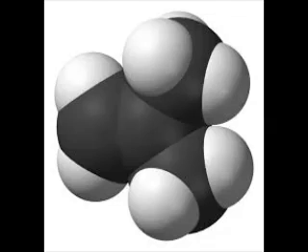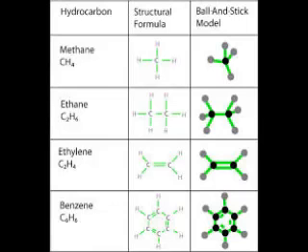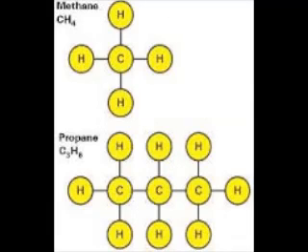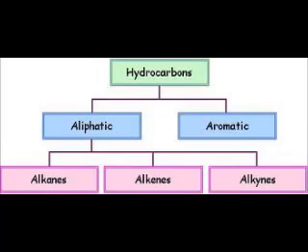Acyclic hydrocarbons. These are compounds of carbon and hydrogen in which the carbon atoms are linked in such a manner that they do not form a cyclic system. They are also called open-chain hydrocarbons. Cyclic hydrocarbons are compounds of carbon and hydrogen in which carbon atoms are linked in such a manner that at least one cyclic system is formed.